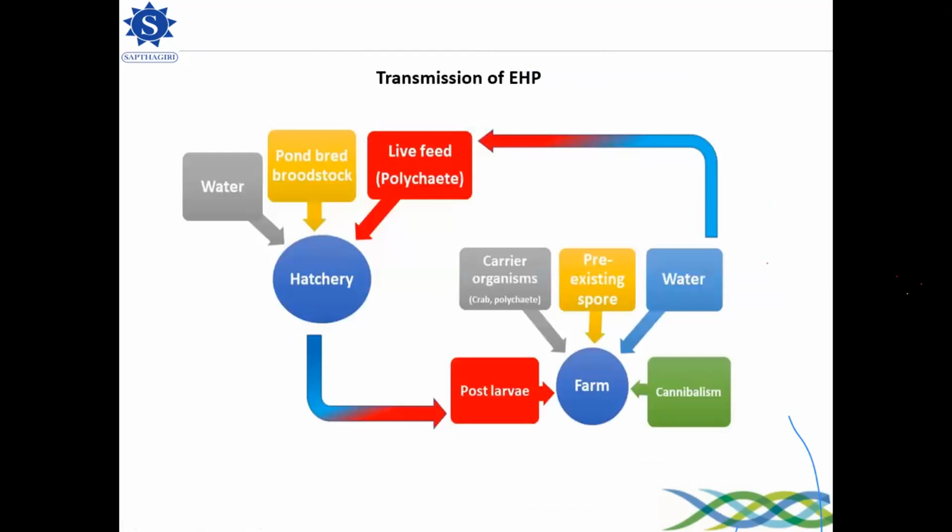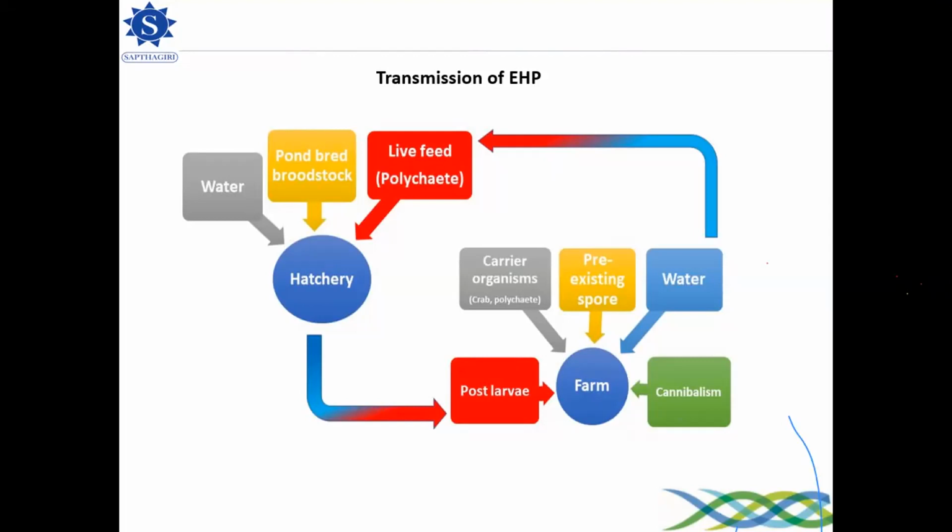Transmission of EHP in farms and hatcheries. In the farm, the source of EHP is mainly post larvae, because there are reports of EHP incidents in inland as well as in new farms. So the major source of EHP in a farm is post larvae, or sometimes the existing spores from previous culture, or contaminated water from the source.